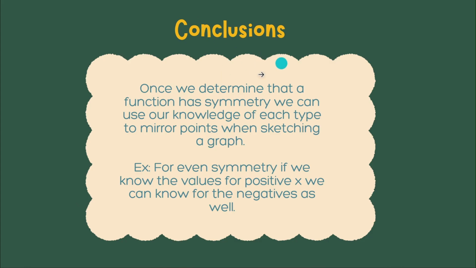So the conclusion that we can make about symmetry is that once we find out that a function has symmetry, we can use our knowledge of each type of symmetry to mirror points when sketching a graph. So for example, with even symmetry, if we know the values for positive x, we can know the values for the negatives as well. So it helps us with sketching.